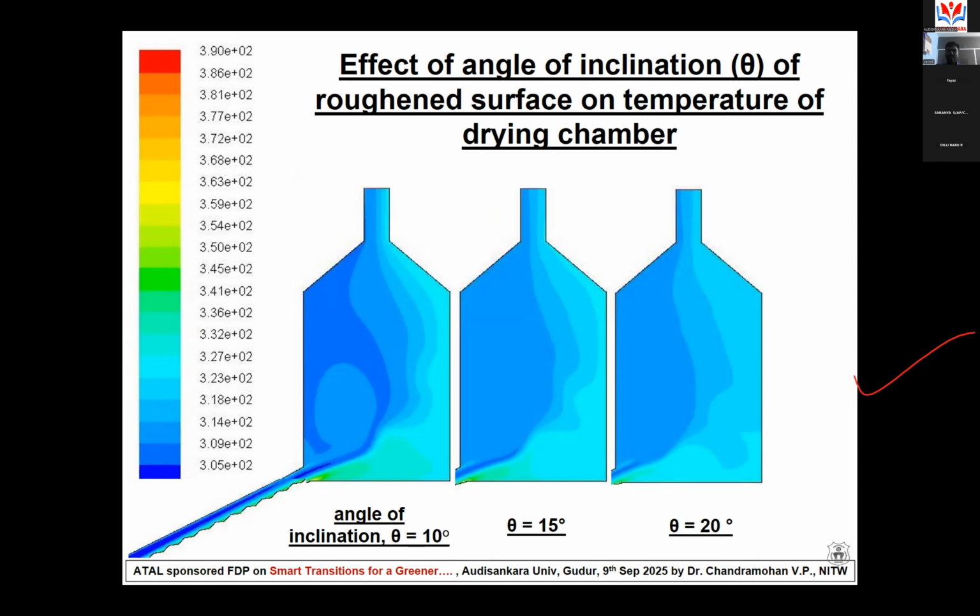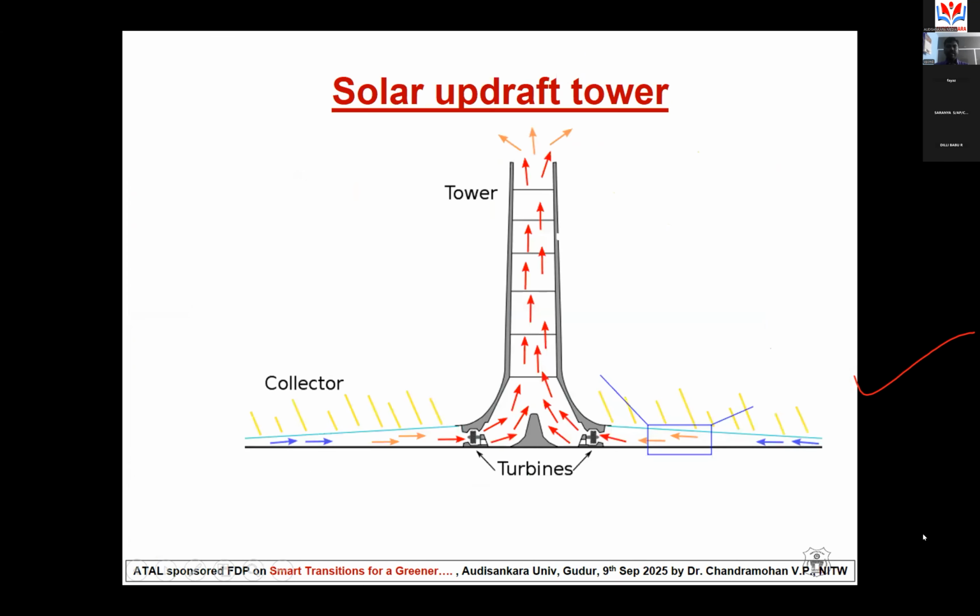This also shows the drying chamber temperature distribution inside. So now this is the first setup, the solar dryer. Whatever I explained, we did almost 10 CFD problems. All the works are already published. So still there is a lot of hope on the solar dryer problems with the help of CFD. The next work is the solar updraft tower.